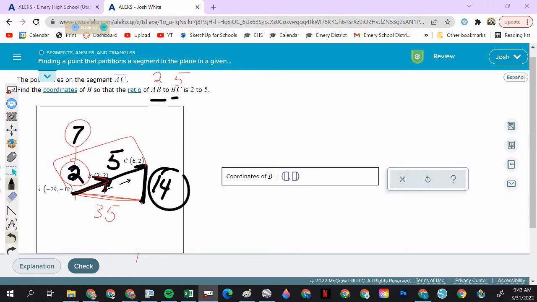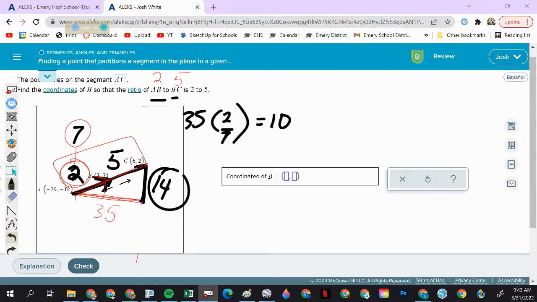Right? So to go from point A to point B, that is 2 out of 7. It's 2/7 of the whole motion. You can write your note. So this distance is 35. So I take 35 and I times it by 2/7. 35 times 2 is 70. 70 divided by 7 is 10.